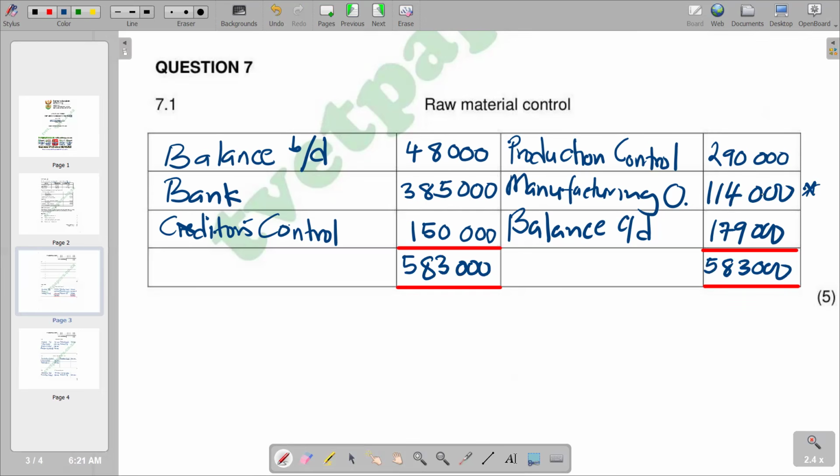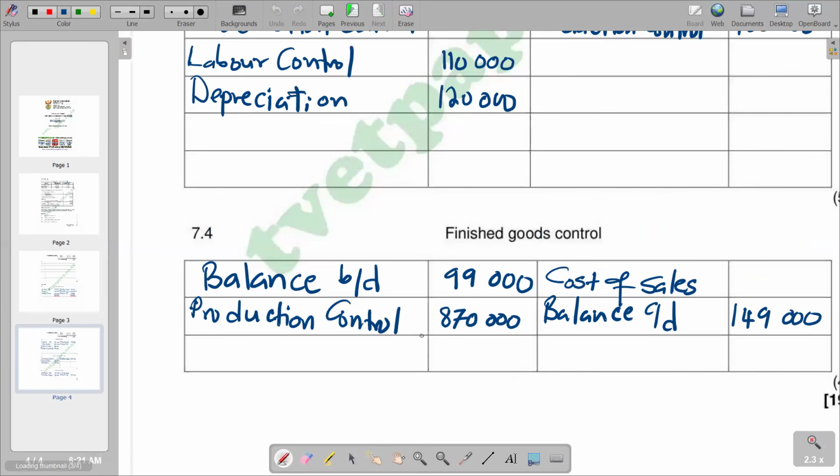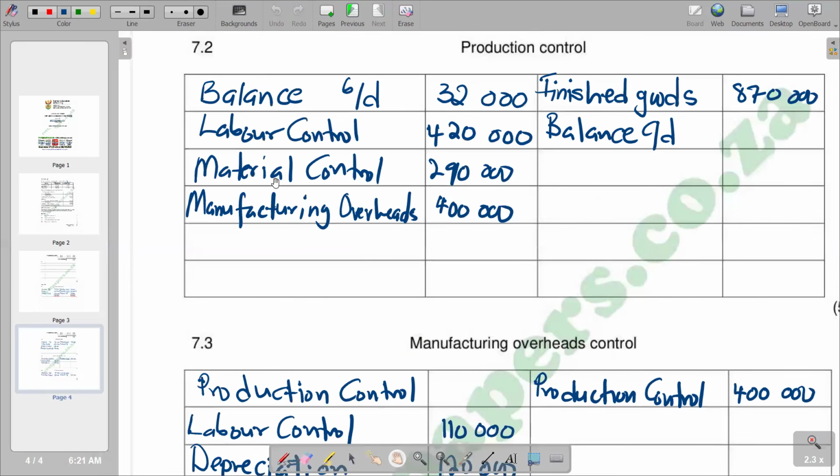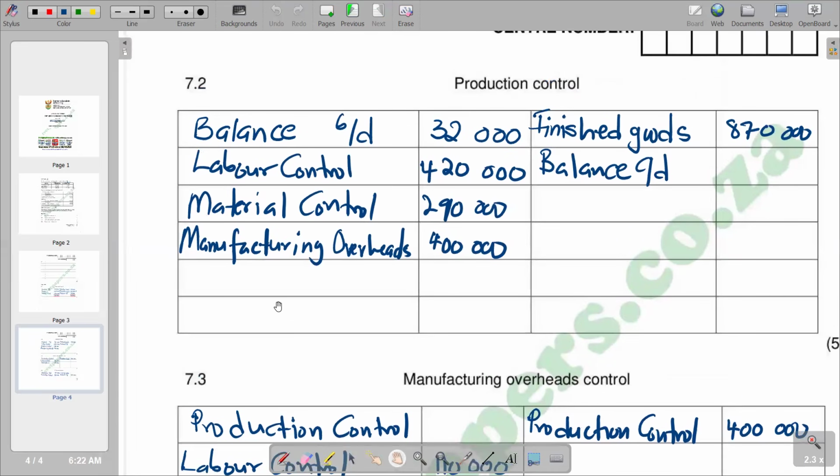Then the next account that we have is the production control. So in production control, our balancing figure is going to be our balancing BD. That's the one that we are not given; we are given it as a balancing figure, so you're supposed to find it as a balancing figure. So we can start by putting our double lines.